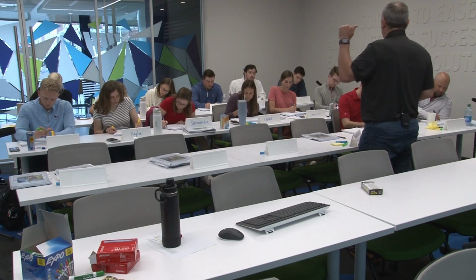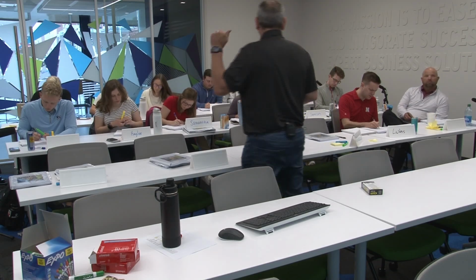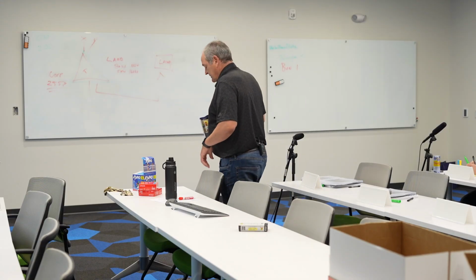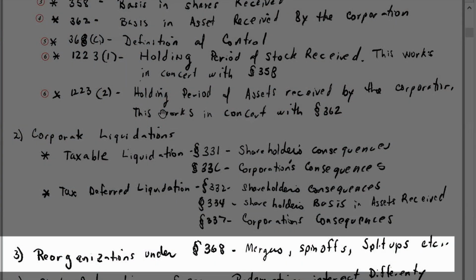Because these are the corporate provisions that dictate what happens when an S corp turns into a Q sub. So we're going to be covering this pretty heavily at some point. What's number 3 say, Lucas? Organizations under 368, mergers, spin-offs, split-ups, etc. We don't care about that for this class.